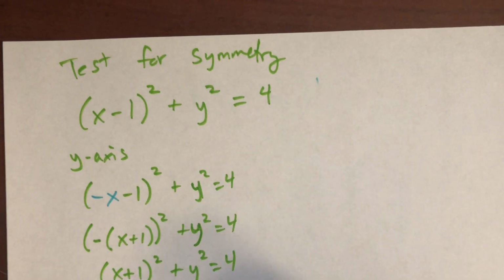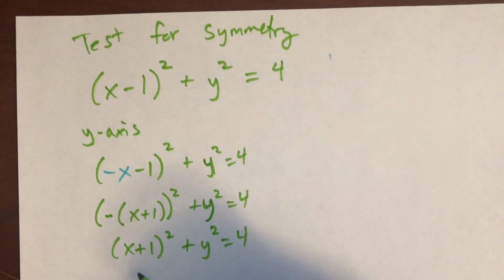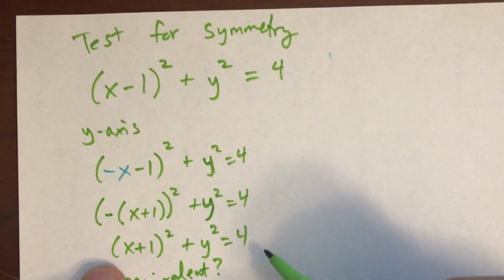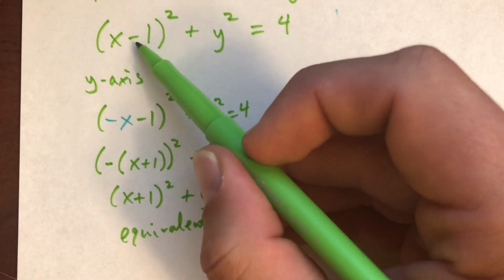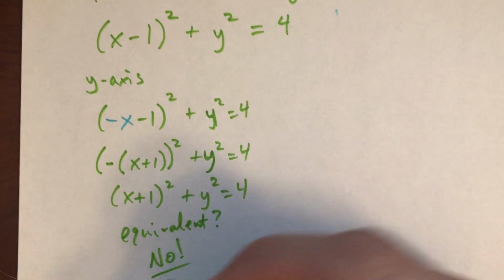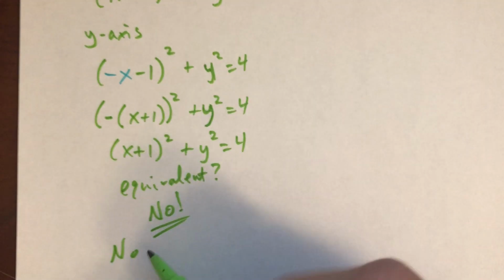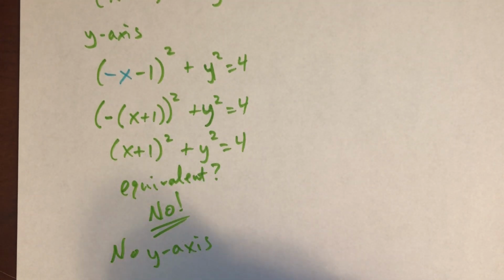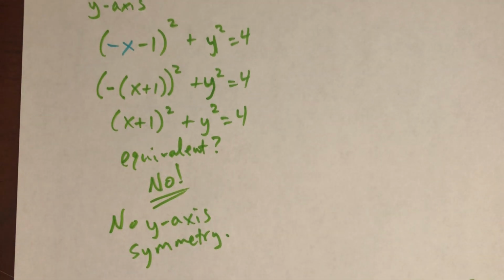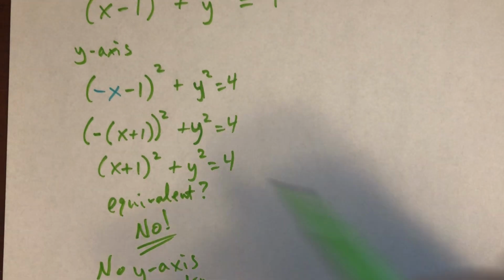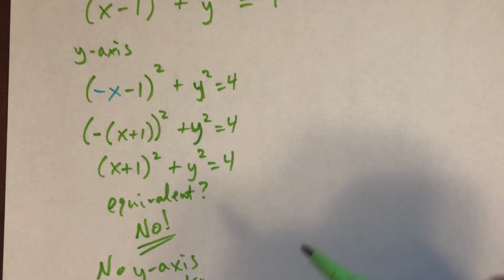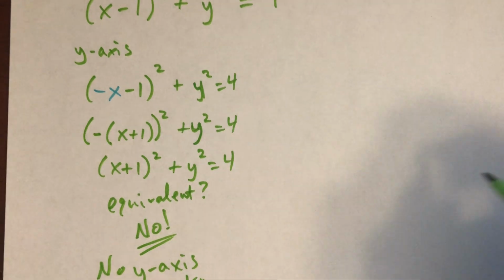And then we have to go and say, is this equivalent? Or is this the same as what we started with? And of course, this is a negative sign, this is a positive sign. So we say, no, it's not equivalent. So there is no y-axis symmetry. Period. Okay. So there's no y-axis symmetry here. So we just substituted a negative x in for x, and we checked if it was the same.